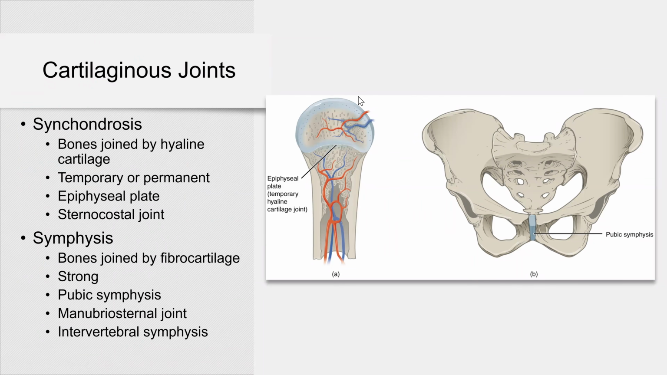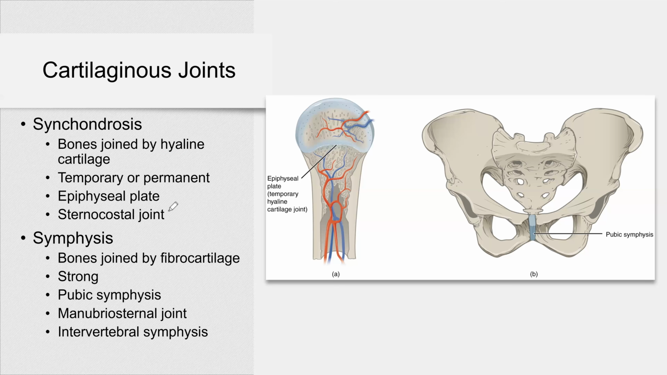Now let's see what's going on with cartilaginous joints. How can we classify them? We're going to classify them based on the type of cartilage that connects two bones together. Is it hyaline cartilage or fibrocartilage? If it's hyaline cartilage, it's going to be synchondrosis. If it's fibrous cartilage, it's going to be symphysis. Synchondrosis is a joint bound by hyaline cartilage. It can be either a temporary joint or a permanent joint. An example would be the epiphyseal plate. That's considered a joint because we have bone here and bone here, and there is cartilage between them, and it's hyaline cartilage.